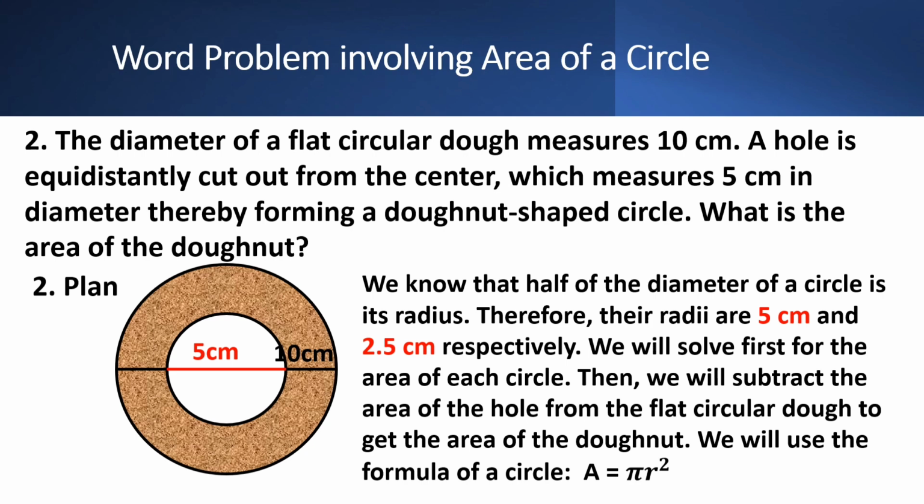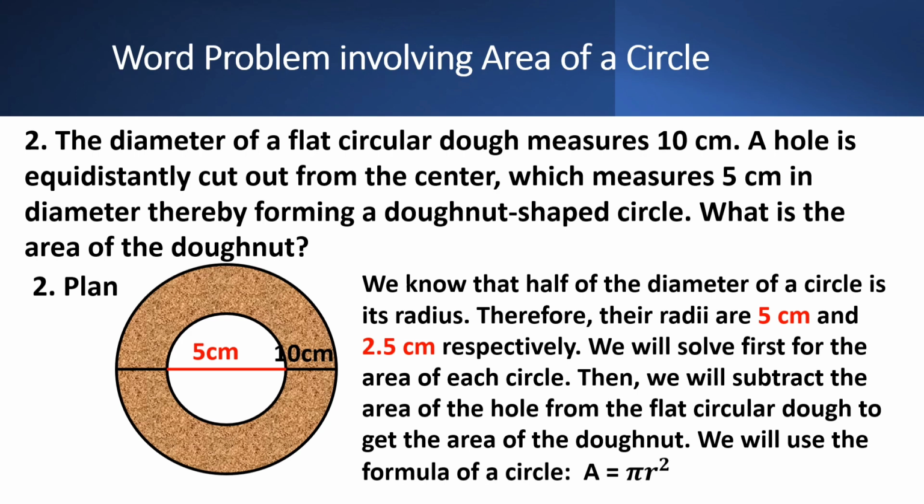So ang gagawin natin is isolve muna natin yung unang circle, yung malaking circle. Tapos isolve din natin yung butas. Kasi kukunin natin ang area nun dahil ang maiiwan nun ay yun lang ang magiging area ng donut. Kasi nga binutasan siya. So hindi nakasali sa area niya yung binutas na merong diameter na 5 centimeters o merong radius na 2.5 centimeters. So again, we are going to use the formula of a circle. A or area equals pi r squared.